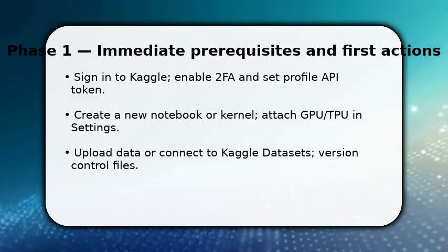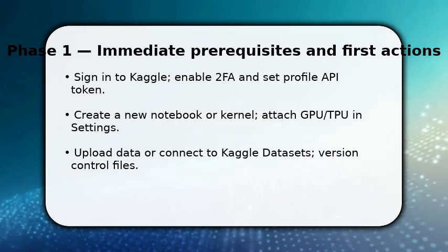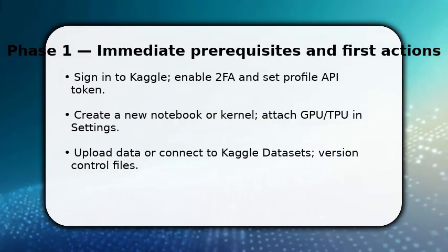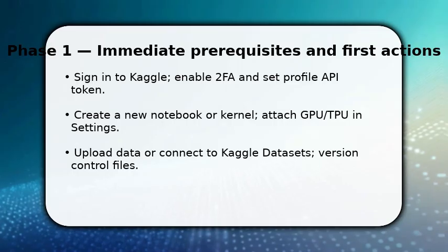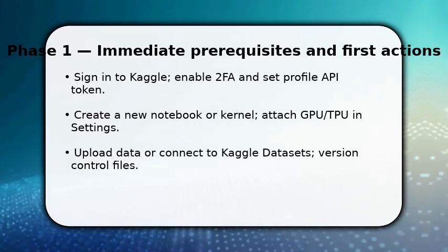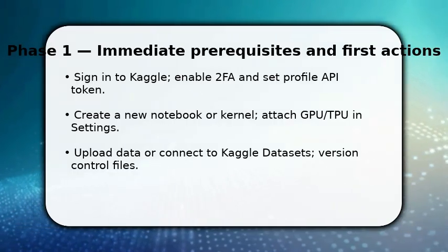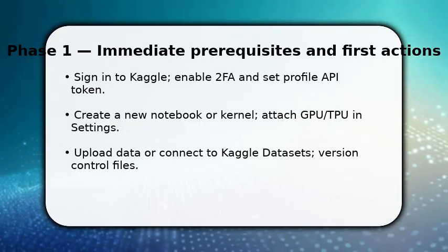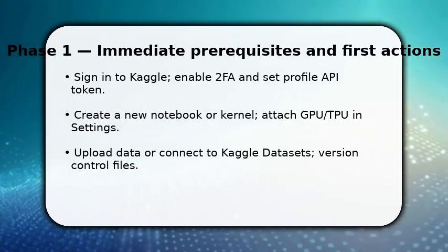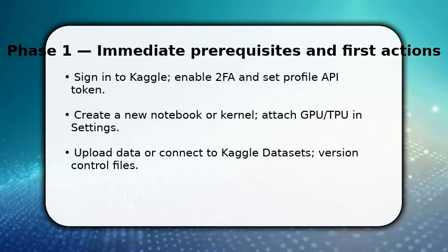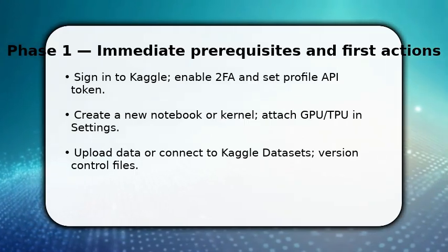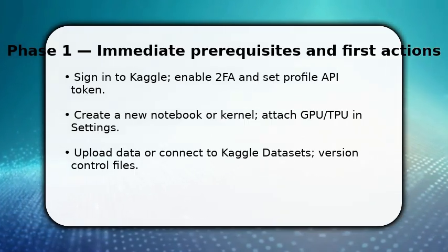You start by confirming prerequisites: a Kaggle account, 2FA, and your API token. This secures automated downloads. Next, create a notebook and choose the accelerator: GPU for CNN, TPU for large transformer experiments. Once done, upload datasets or link Kaggle datasets and pin a specific version so your results are reproducible.